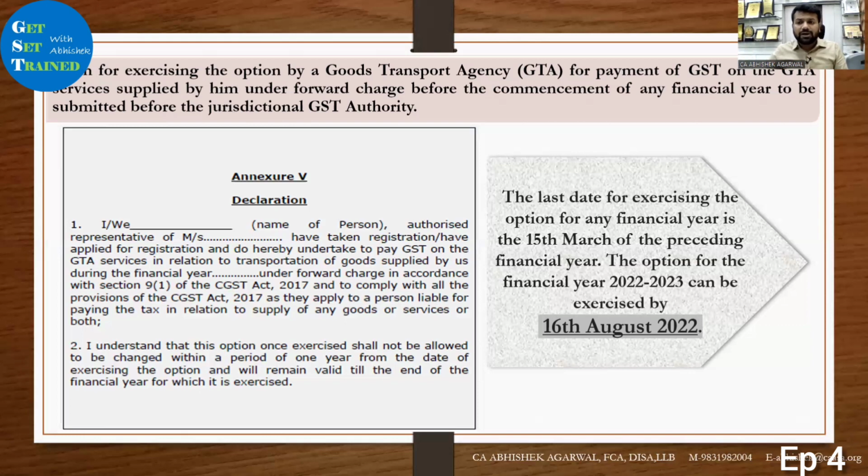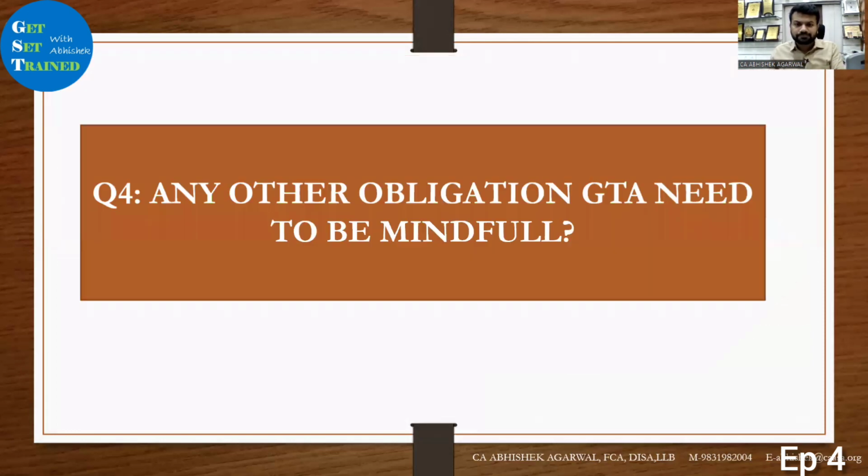So to conclude, for this financial year, 16th August 2022 is the last date of communication to the department. For every financial year, if you want to shift among the options, then 15th March, before the financial year starts, is the last date to communicate which option you want to choose. Okay.